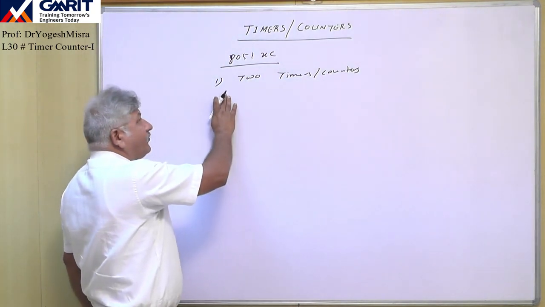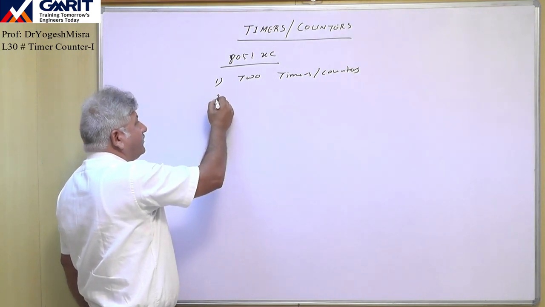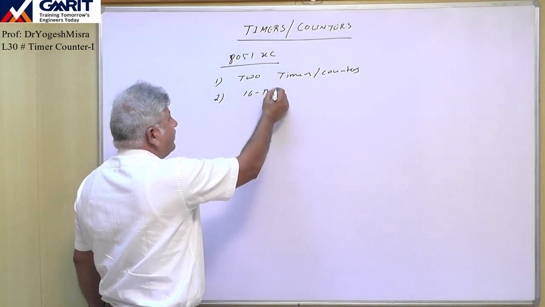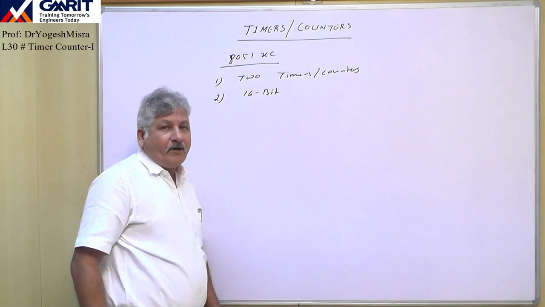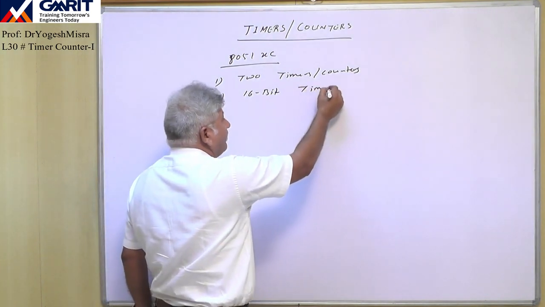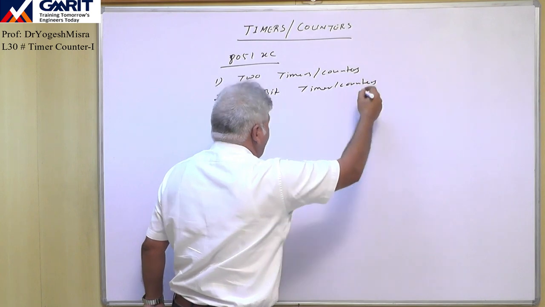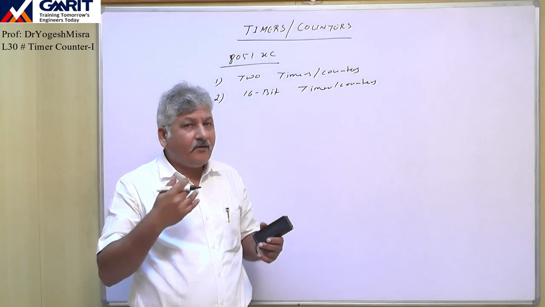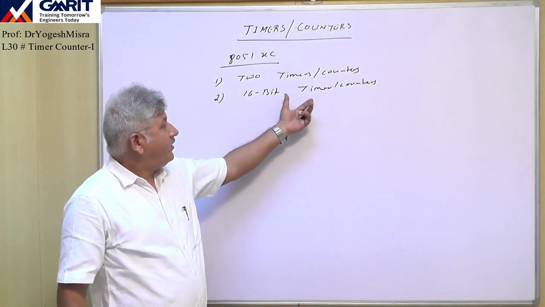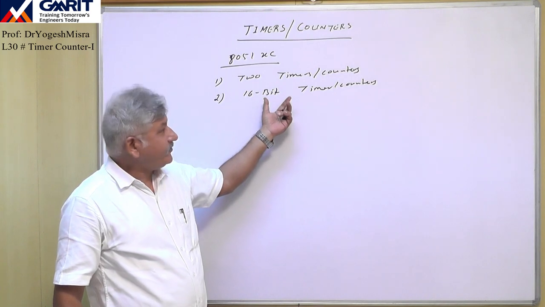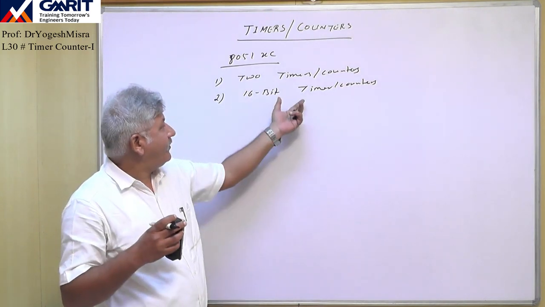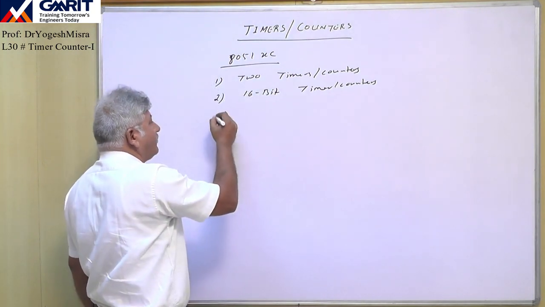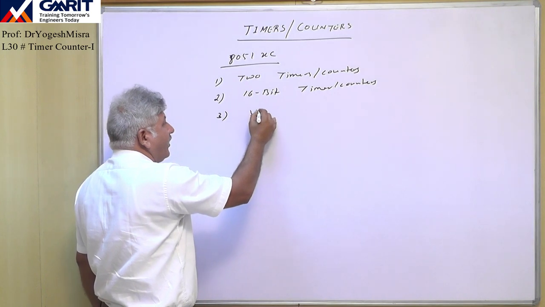So in 8051, there are two timers or counters, and these timers are 16-bit timers. This 16-bit is the maximum. We can use these timers for 8-bit also, but the maximum number of bits for the timer will be 16-bit. And both of these timers or counters are basically up counters.